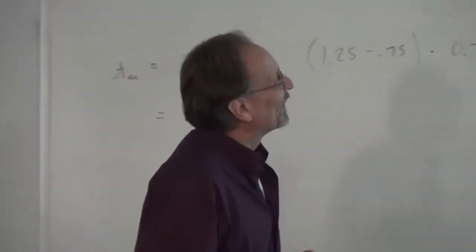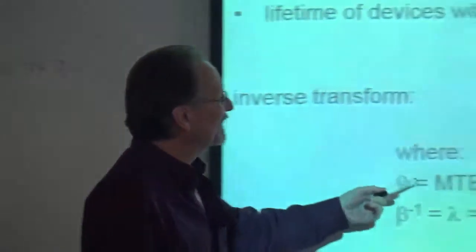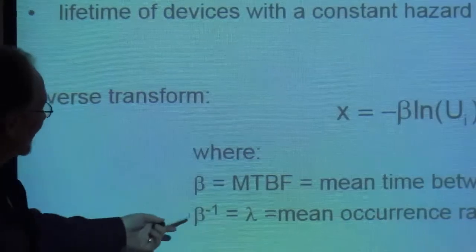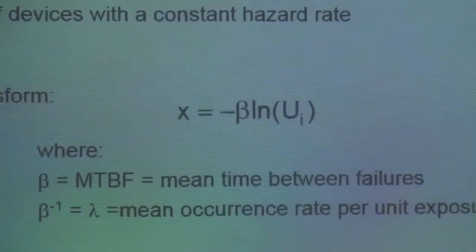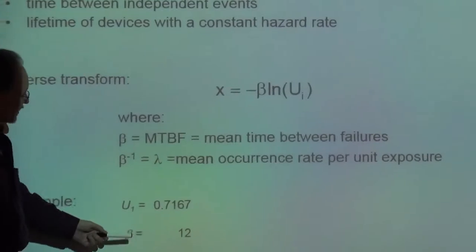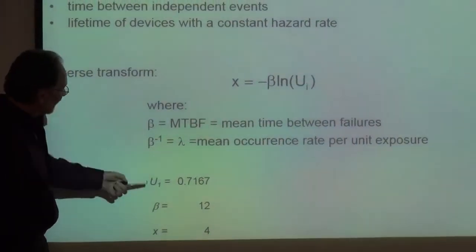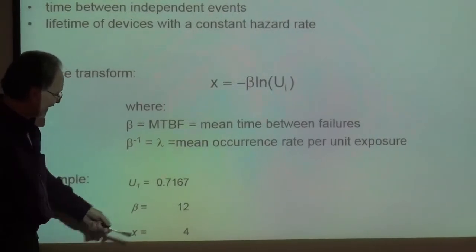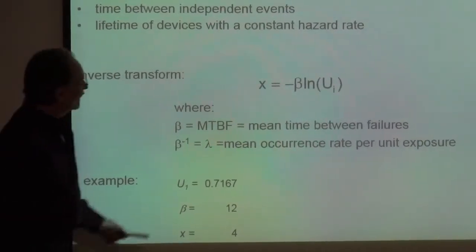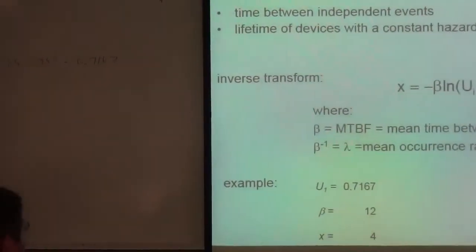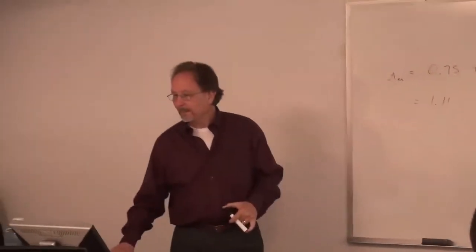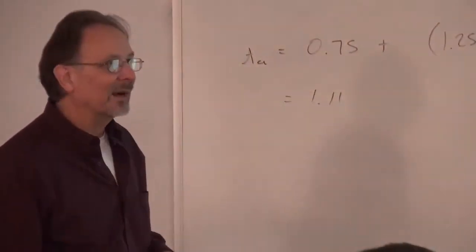So this is an example of our MTBFs, any time between failures, arrivals, whatever. And we can also do it by taking the inverse to give us lambda, so that if the average time between arrivals is 12 hours, and our uniformly distributed random number is 0.7167 again, then that's going to equal 4. All you do is put 12 and 0.7167 into that formula. The normal distribution, interestingly enough, is a little bit more complicated.